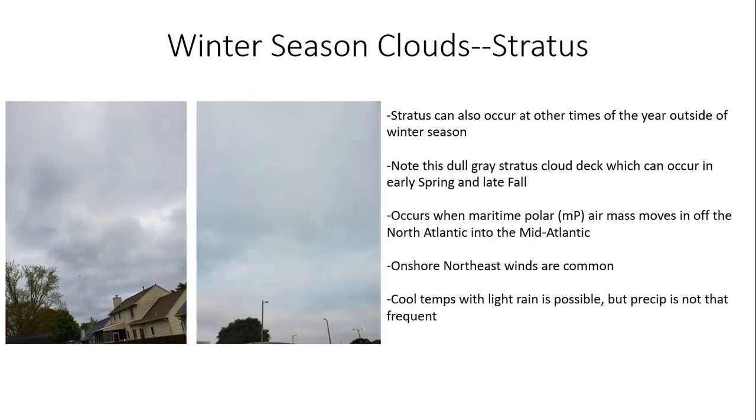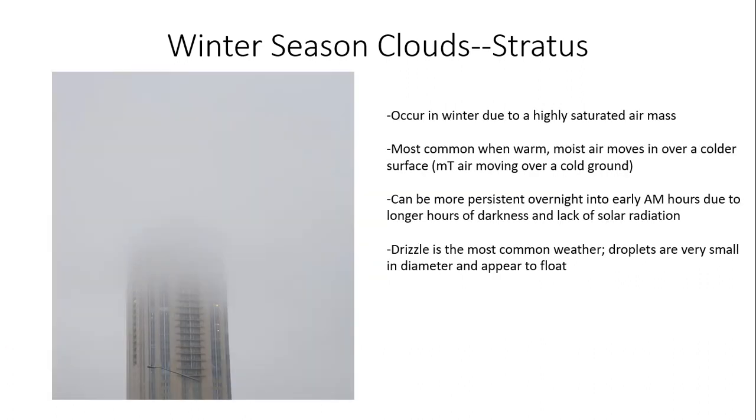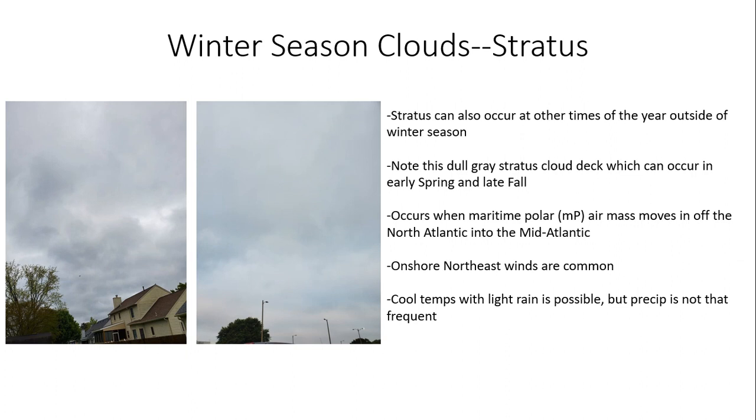Now, stratus can also occur other times of the year outside of winter season. So I do say that stratus or layered clouds are the predominant clouds during the winter season for Southeast Virginia, but there are other times where you can see stratus clouds throughout the course of the year. Stratus can occur outside of the winter season, as I mentioned. Note in both pictures here on the left, this is taken in the Virginia Beach area. Notice the dull gray stratus cloud deck, how they look. They can occur in early spring and late fall as well as winter.